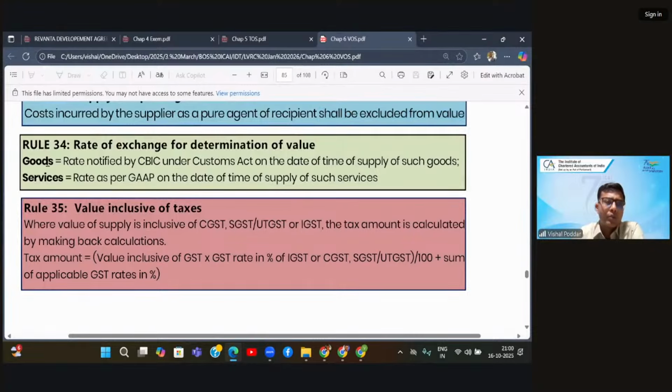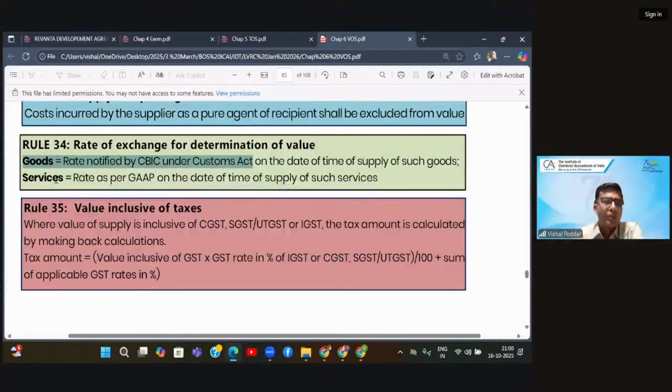In such cases, for import of goods, what will be the rate of exchange? It is the rate as notified by the CBIC. Now, this is coming from the Customs Act because for import of goods, Section 5(1) proviso of the IGST Act says you have to follow as per the customs law. So, the rate of exchange notified by CBIC will be taken.